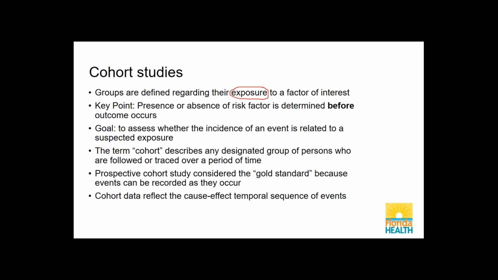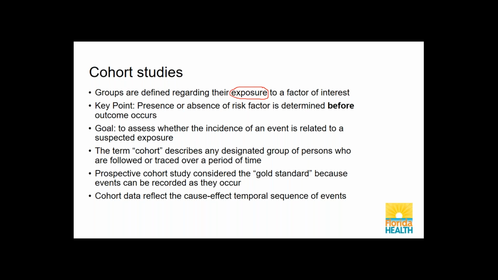But prospective cohort studies can be very expensive, right? So that's why a lot of times they may not be the ones that are chosen. Prospective studies are typically going to be more expensive than retrospective studies, specifically cohort studies, because you do have to do a lot of following. Cohort data reflects the cause and effect temporal sequence of events.